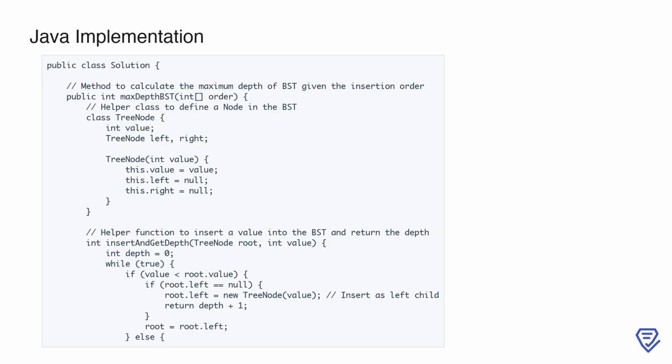This function traverses the tree, comparing the value to be inserted with the current node's value. If the value is less than the current node's value, we move to the left child. If the left child is null, we create a new node as the left child, increment the depth, and return it. Otherwise, we continue down the left subtree. Similarly, if the value is greater or equal, we handle insertion in the right subtree, which we'll see shortly.